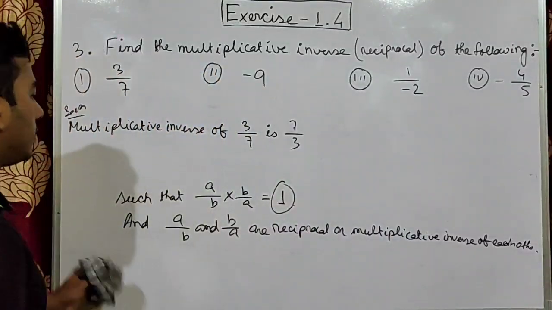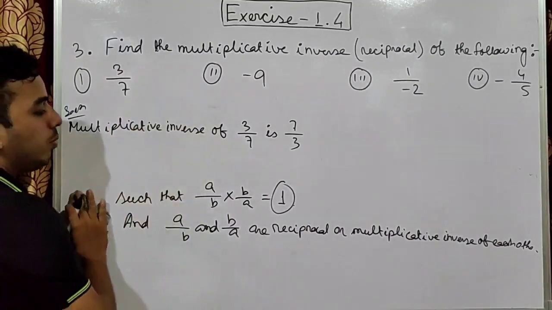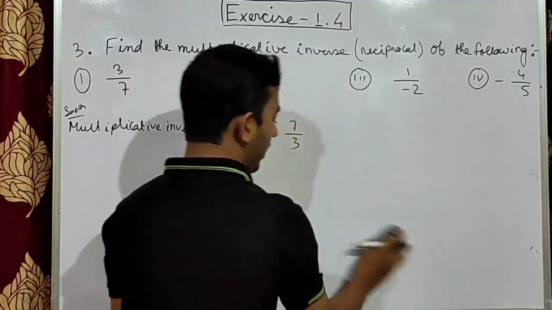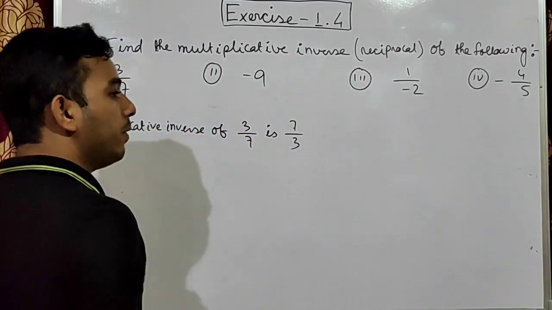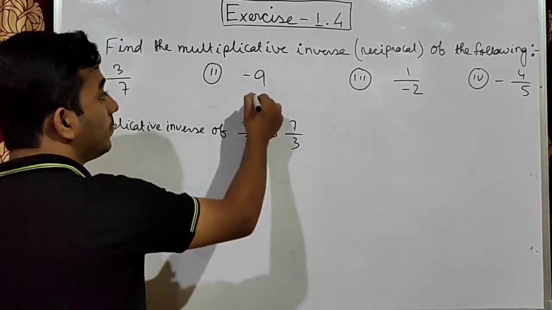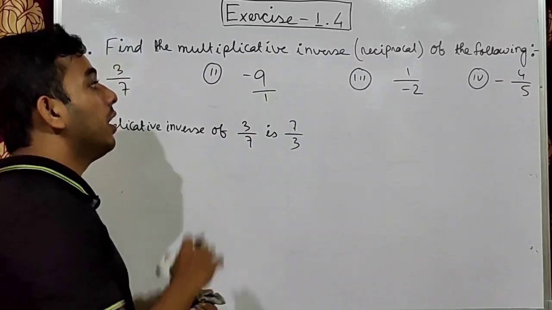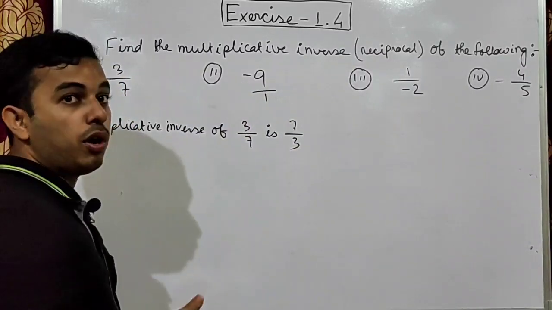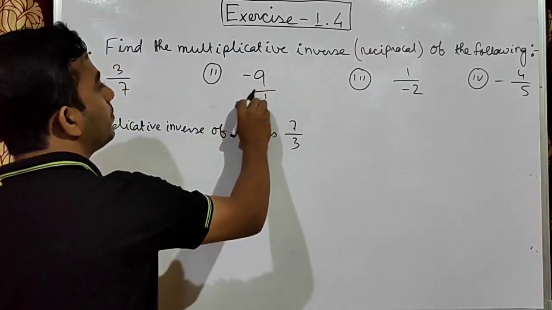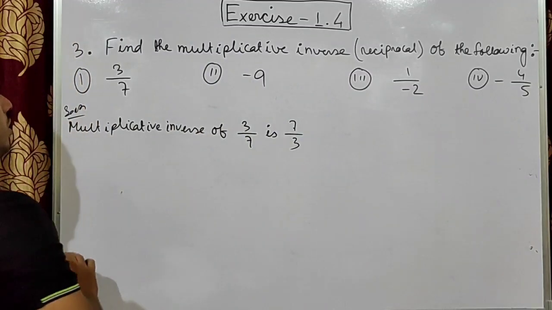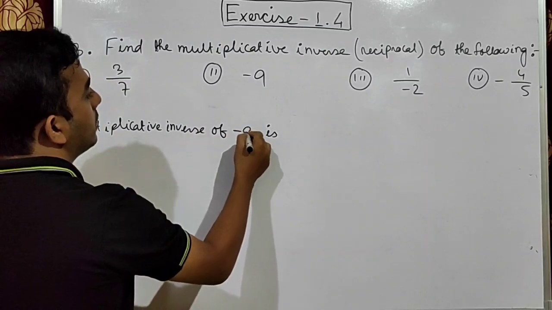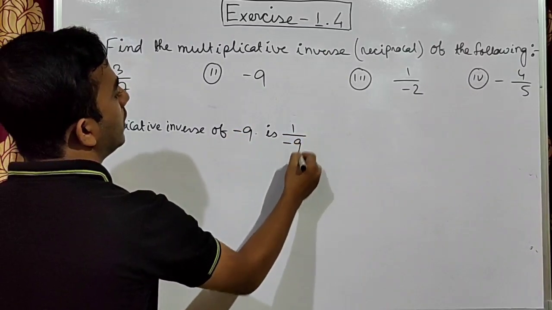Clear? Okay. So now next will be what? Next is minus 9. Now this is not in A by B form, so we have to express it in the A by B form, right? So this minus 9 has denominator what? 1. Clear? It is denominator 1, isn't it? Now its reciprocal will be what? 1 by minus 9, isn't it? Very good. So we will write multiplicative inverse of minus 9 is 1 by minus 9.